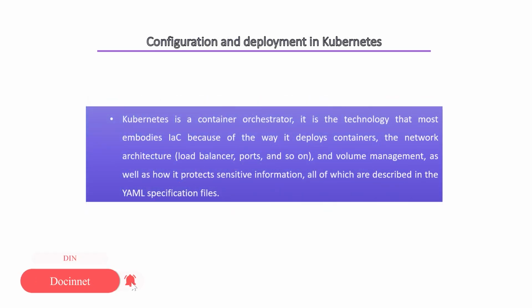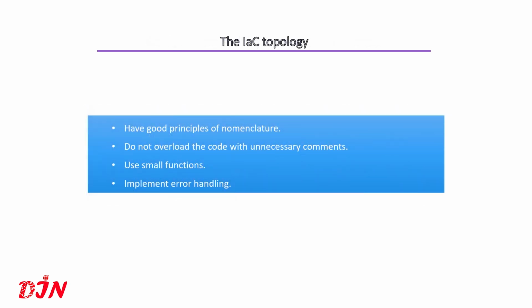Configuration and deployment in Kubernetes. Kubernetes is a container orchestrator. It's the technology that most embodies infrastructure as code because of the way it deploys containers, the network architecture and volume management, as well as how it protects sensitive information, all of which are described in the YAML specification files. Note: infrastructure as code, like software development, requires that we implement practices and processes that allow the infrastructure code to evolve and be maintained.